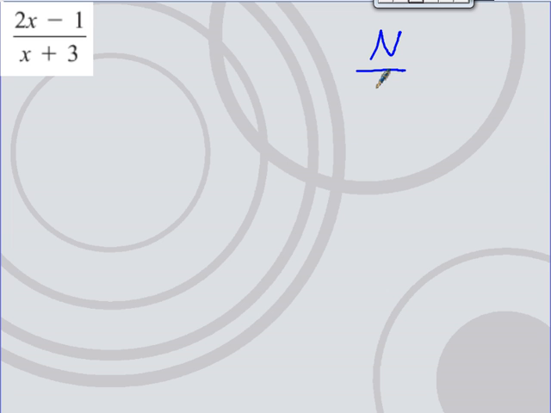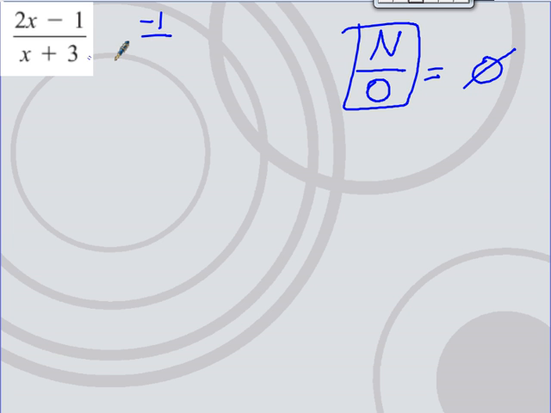A number divided by 0. Anytime you're dealing with a fraction, and you have a number divided by 0, can't do it, right? It's undefined. It says no. So in this case, if I ask you for a domain, a lot of people will say everything but 0. Can't have 0. Yeah, 0 is fine. If you plug in 0, you get 2 times 0 minus 1, that's a negative 1 on top, 0 plus 3, that's a 3 on bottom. 0 is okay to plug in.